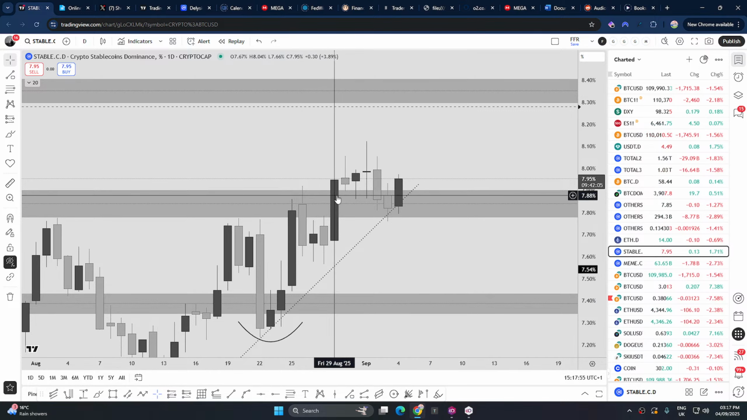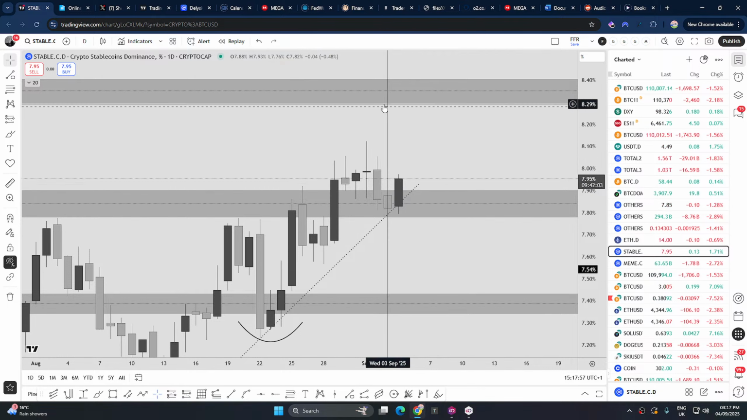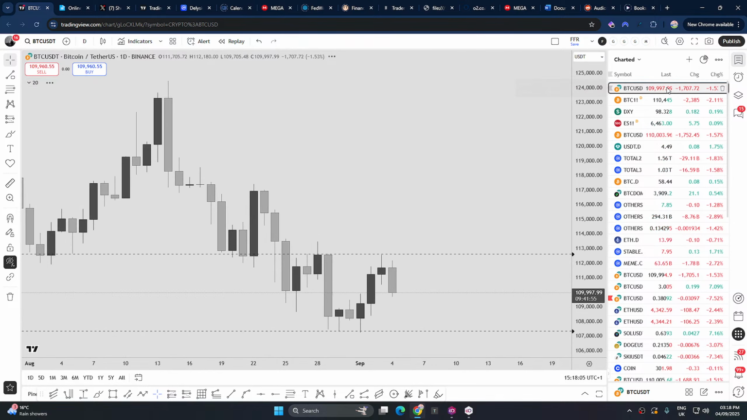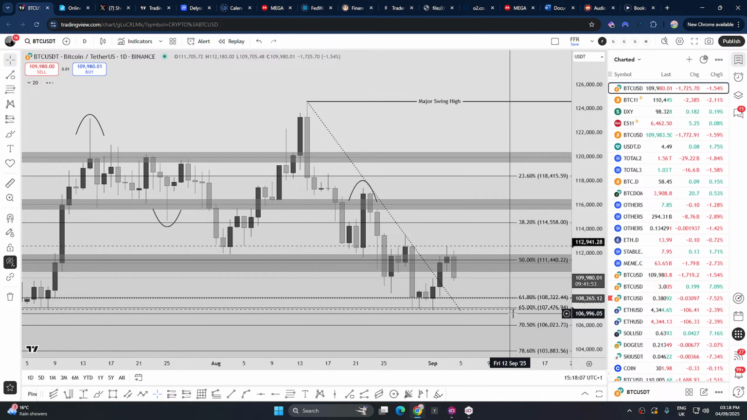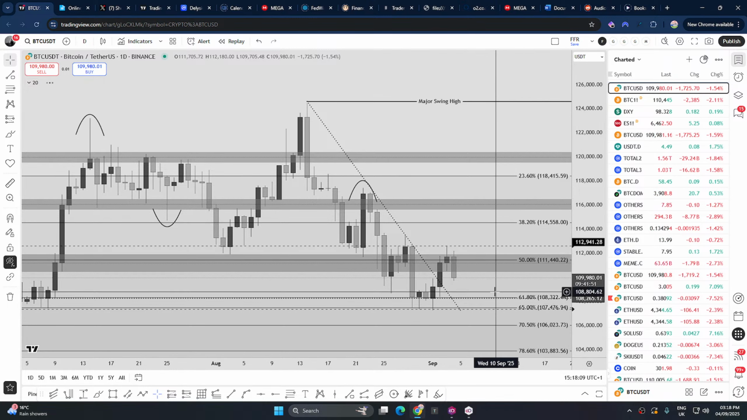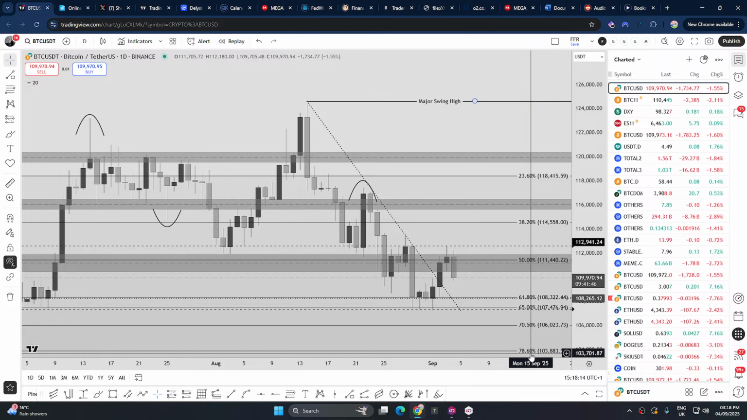But if stablecoin dominance continues to go up and gets to this resistance level, I would prefer that Bitcoin is at $106,000 level, because that is where the 70.5% fib level is. The worst case scenario is that the 78.6% fib level reaction will happen, because remember that 78.6% is an equally important level.